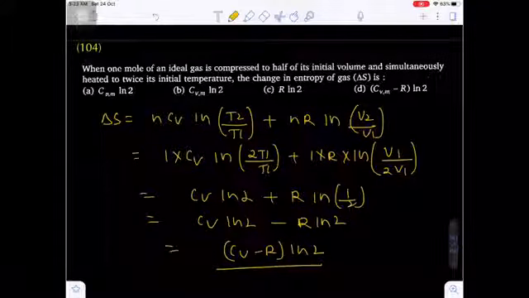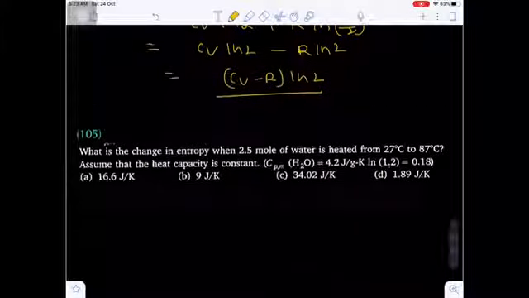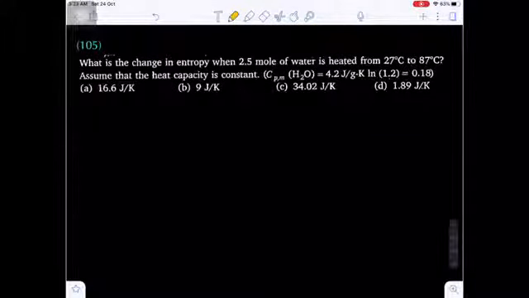Are you getting my point? Cv minus R into natural logarithm 2. This will be the D option. Cv m is nothing but the molar heat capacity at constant volume. That will be the fourth option.